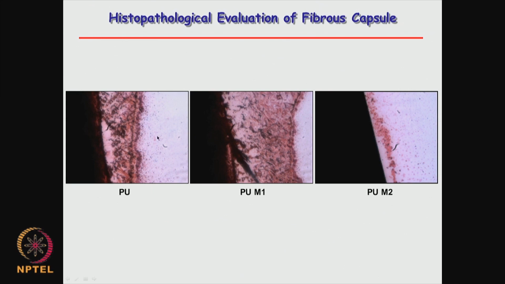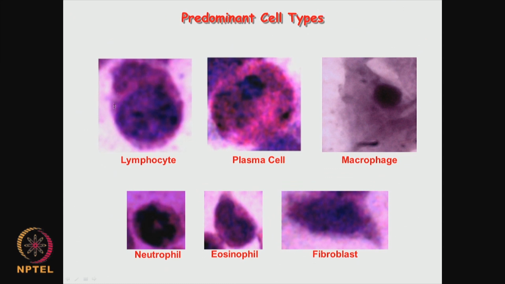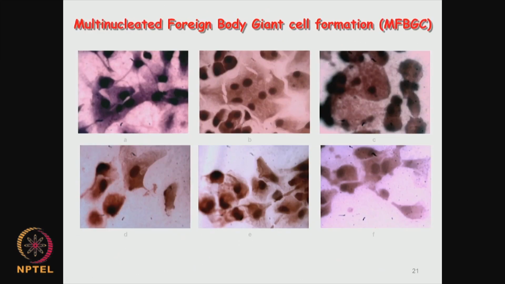When you look at the histopathology, we can see the same thing, the fibrous capsule. In one case the thickness of the fibrous capsule is very minimal, in some cases it is very large. We can see different types of cells that are present: lymphocytes, plasma cells, macrophages, neutrophils, eosinophils, fibroblasts. All these are various cells that are formed due to the inflammatory response, due to the presence of the biomaterial as well as due to the surgery that was performed on the host.